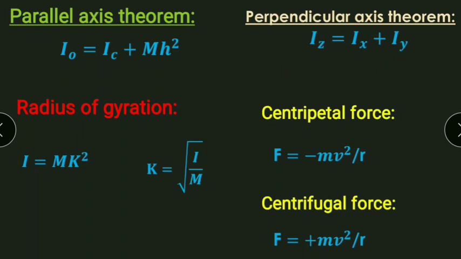And all these three axes are concurrent. Similarly, for radius of gyration, I is equal to mk square. Here k is radius of gyration, and k is equal to square root of I upon m. Also centripetal force is equal to minus mv square upon r, and centrifugal force is equal to mv square upon r.